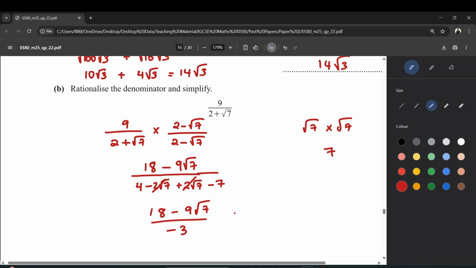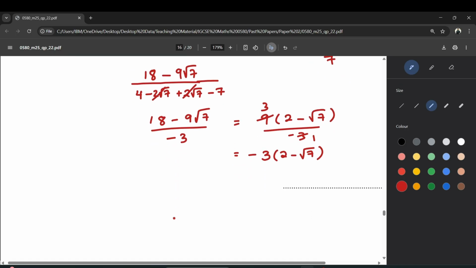Okay, now what I can do here is I can take 3 common over here, or what we can do is we can actually take 9 common over here. So this becomes 2 minus root 7 over minus 3. So 3 and minus 3, they'll be cancelled out. So I will be left with minus 3 times 2 minus root 7. Got it? So this is the answer to this question.